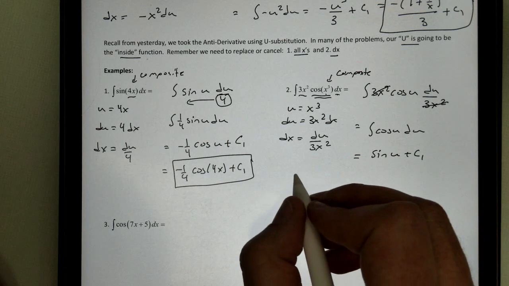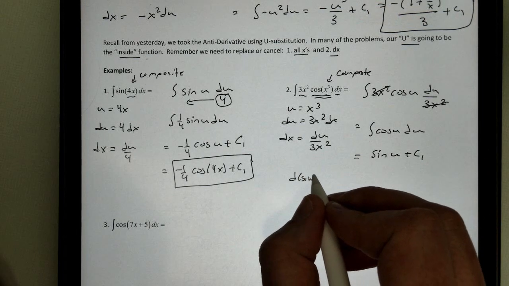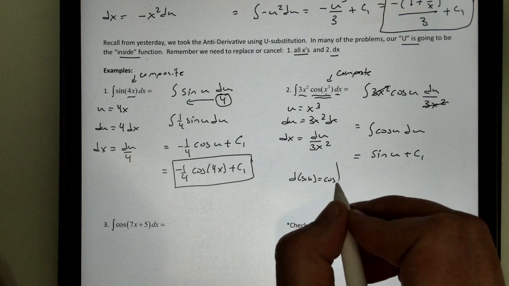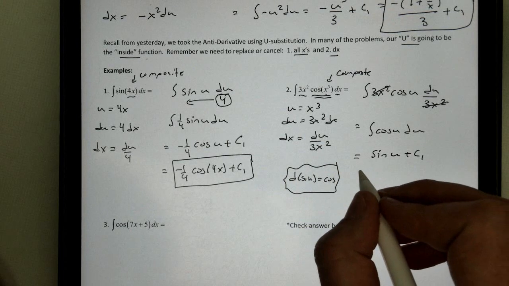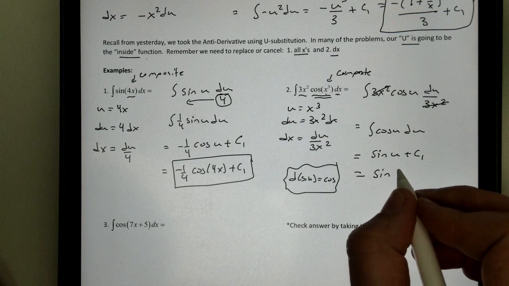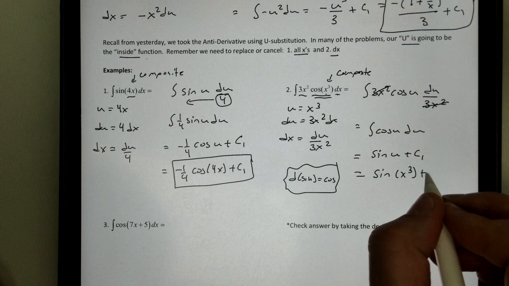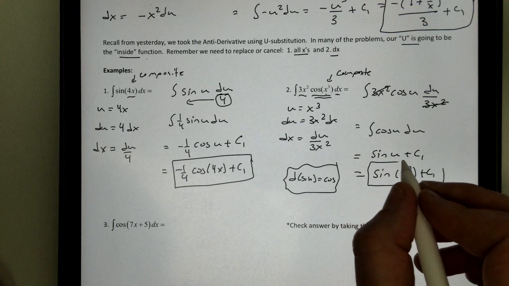That's because the derivative of sine is cosine. So my final answer: replace your u, sine of x cubed plus your constant of integration right there. Ta-da!